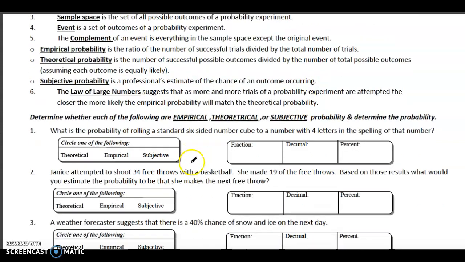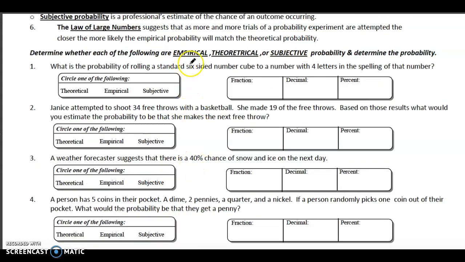Let's look at a few probability situations here and determine whether they're empirical, theoretical, or subjective, and determine the probability in question. So what's the probability of rolling a standard six-sided number cube to a number with 4 letters in the spelling of that number? Well, that's going to be a theoretical probability, because we can calculate what that's going to be.